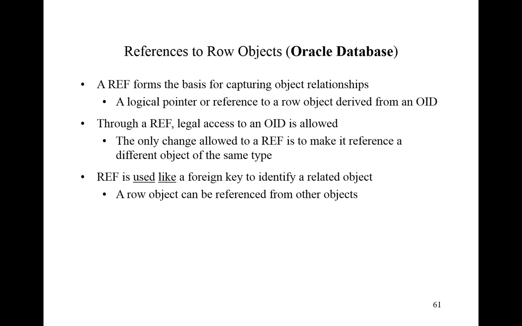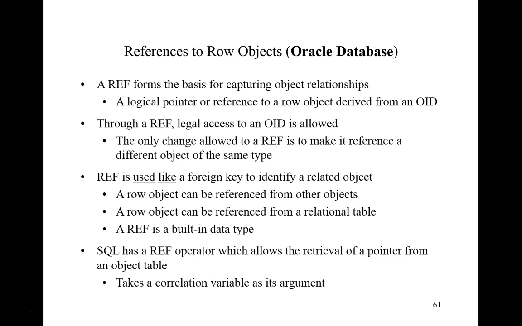A row object can be referenced from other objects. A row object can be referenced from a relational table. And what this means then is we can see a ref as an attribute of one kind of object that allows us to relate to or connect to another type of object, forming complex structures. A ref could also be the data type of a column within a relational table where we wish to refer to a row object stored in an object table.